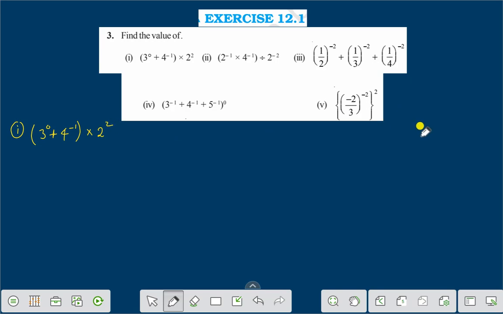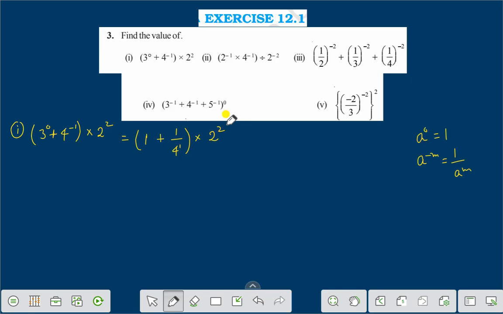We'll apply here the formula a to the power 0 is equal to 1, and also a to the power minus m is equal to 1 by a to the power m. We'll apply these two formulas, right? Here you'll find that 3 to the power 0, where a to the power 0 is 1, therefore 3 to the power 0 is 1, 1 plus 1 by 4 to the power 1 into 2 to the power 2, right?